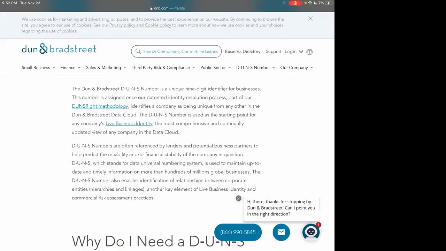D-U-N-S numbers are often referenced by lenders or potential business partners to help predict the reliability and or financial stability of a company in question. D-U-N-S, which stands for Data Universal Numbering System, is used to maintain up-to-date and timely information on hundreds of millions of global businesses. The D-U-N-S number also enables identification of relationships between corporate entities, hierarchies, and linkages, and other key elements of live business identity and commercial risk assessment practices.